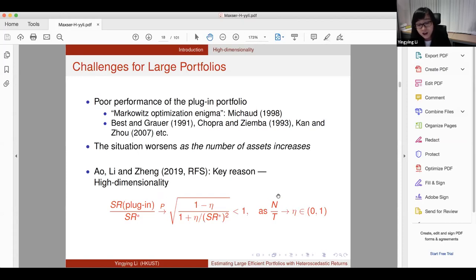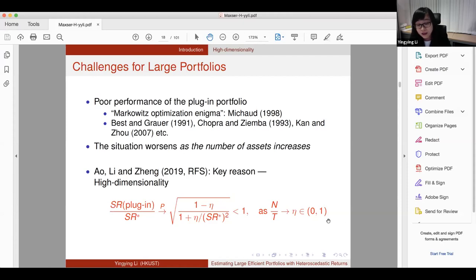When we have a large number of assets N to handle, and N is not small compared with the number of observations T, suppose this can be represented by a ratio eta, then the ratio of the plug-in Sharpe ratio to the optimal Sharpe ratio will converge to a number that is strictly smaller than one. We see that eta is positive, so this is strictly smaller than one. That explains the poor performance of the plug-in portfolio, why it has a smaller Sharpe ratio than the optimal one.